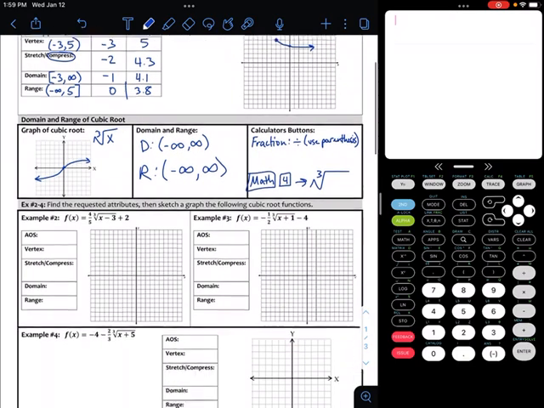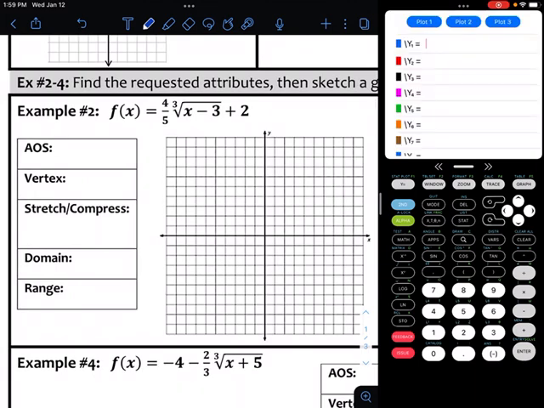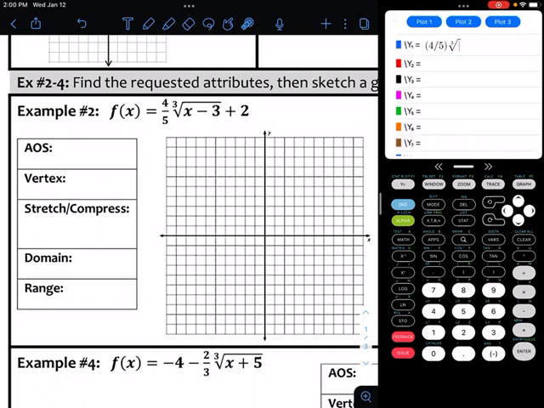All right, so let's look at some of these graphs here. So if I go to y equals on my calculator, and I'm going to put this equation in here. So I'm going to put in 4/5. So I'm going 4 divided by 5 in some parentheses for my fraction. Then I want this cubed root. So I'm going to go math, then 4. That gives me my cubed root.